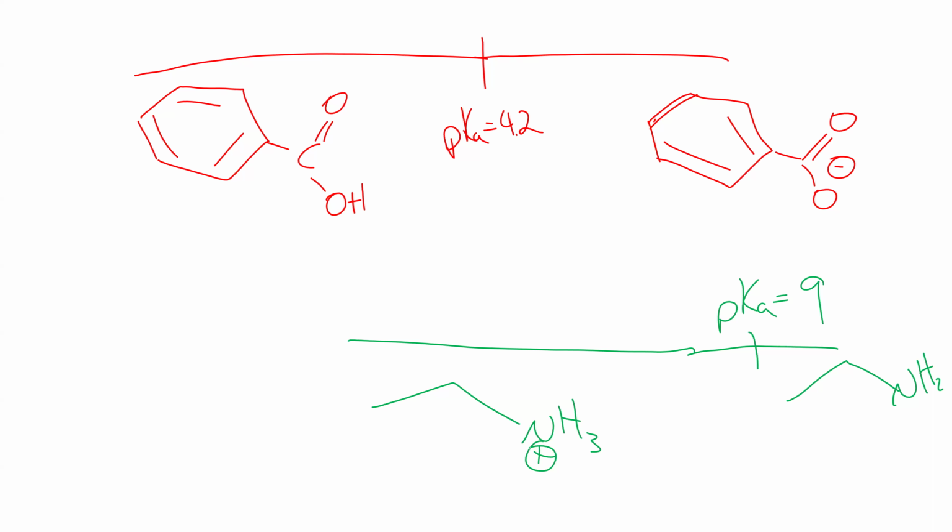If you drop the pH below 4.2, your amine stays soluble in water, but your acid doesn't. And if you bring the pH above 9, your benzoate will dissolve in water, but your amine won't. And so for all of these, the pKa is your most important landmark. And then you just have to think about what form is it in on either side.